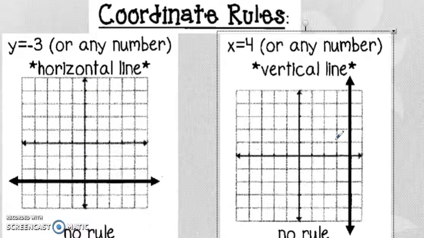Same with a vertical line, that's going to follow the y-axis. If it starts to the left of that line of reflection, it will end up to the right-hand side.